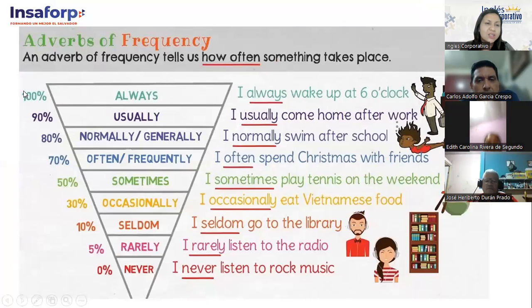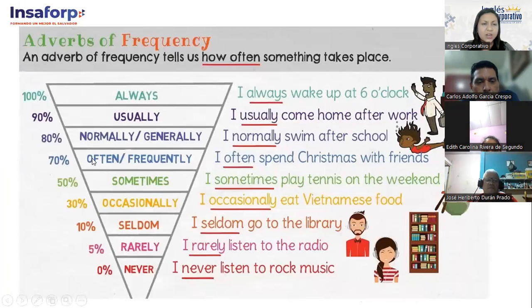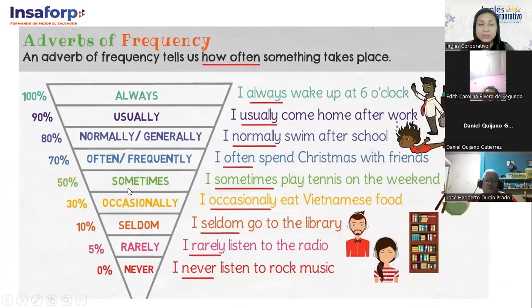We have always, usually, with 90%, 80% normally or generally, 70% often or frequently. Sometimes, 30% occasionally, 10% seldom, 5% rarely, and 0% never. As you can see here, an adverb of frequency tells us how often something takes place. And we have a lot of examples.